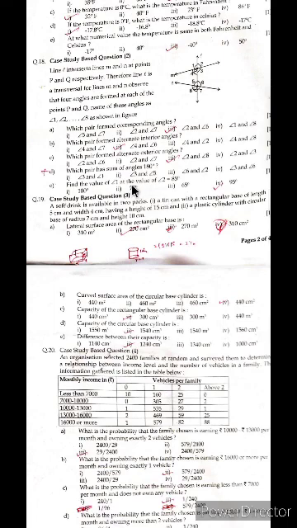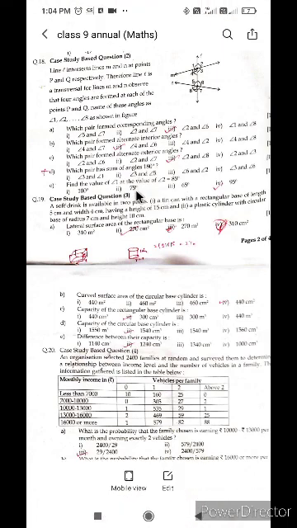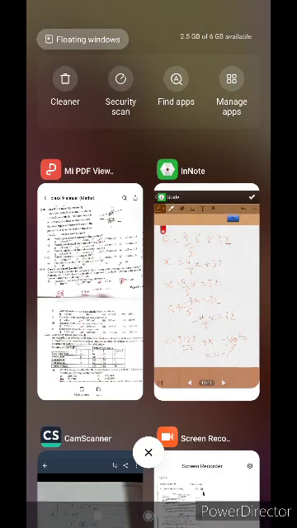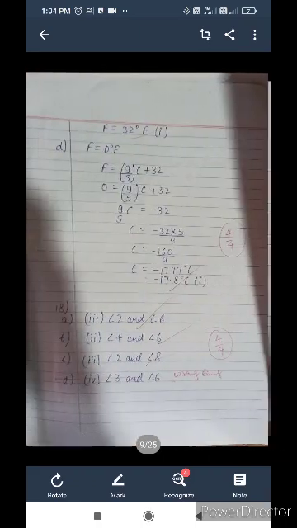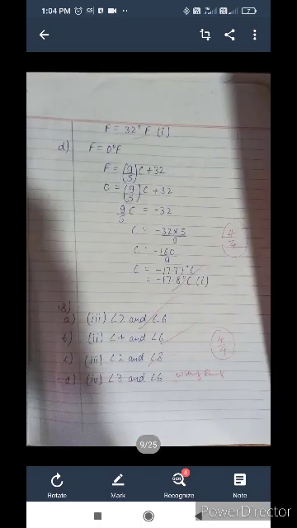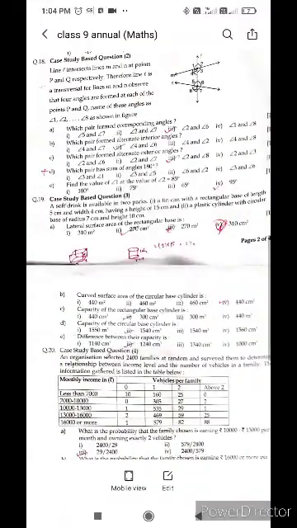E part, find the value of angle 1 if the value of angle 2 is 85 degrees. So we can apply the linear pair of angles. If angle 2 is 85 degrees, then angle 1 will be 180 minus 85.